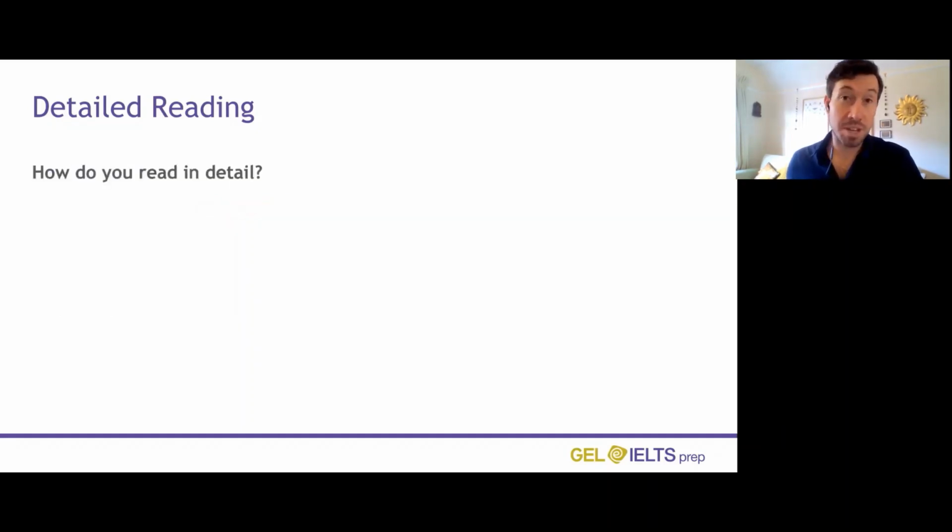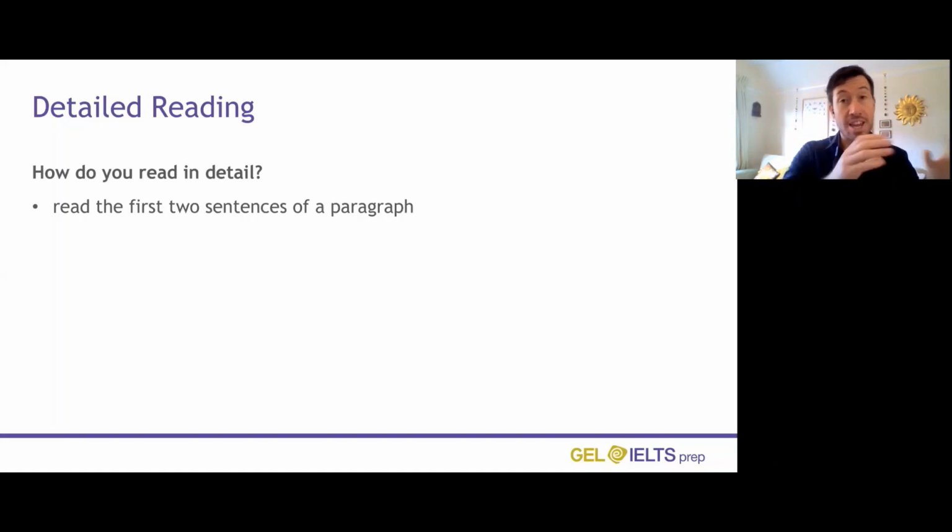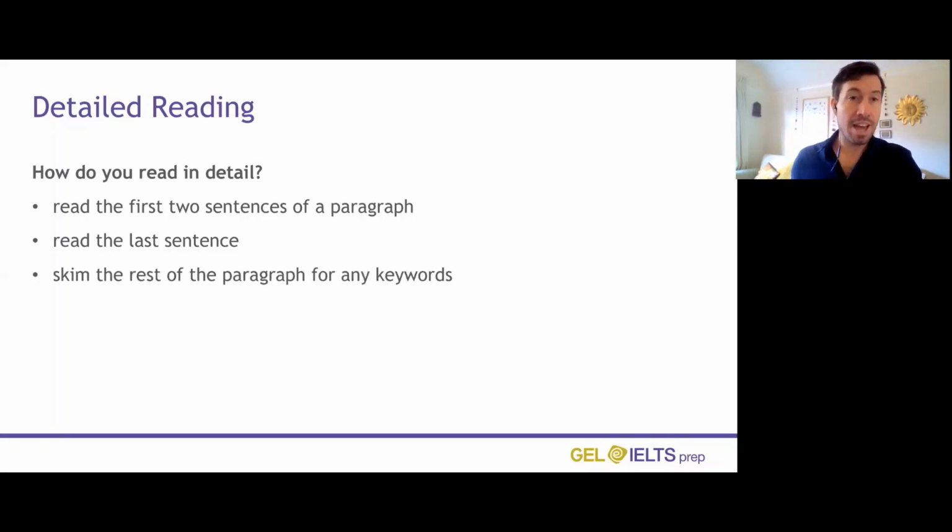So how do we do it then? Well, the first step is to read the first two sentences in a paragraph. Now, in academic reading, generally the most important information is contained in the first couple of sentences of a paragraph, the main topic. So that would be step one. Then you read the last sentence of that paragraph, and then you would skim the rest of the paragraph for any key words, like most important words or words that you need to try to answer the question. Now, by doing that, you'll have a good picture of most of what is contained in that paragraph.